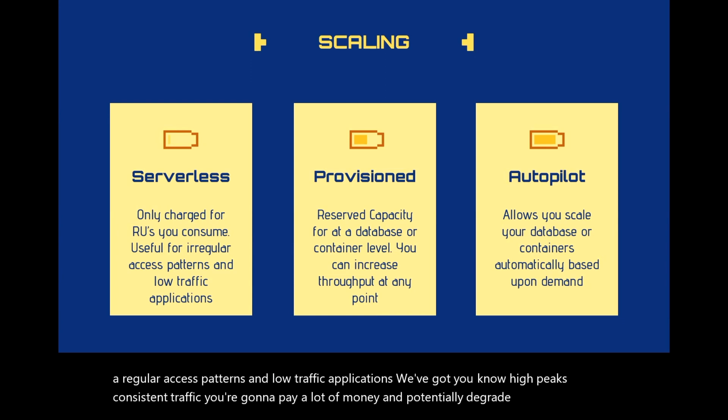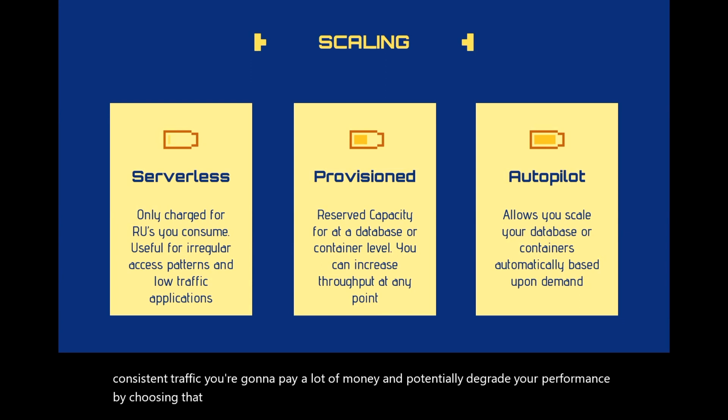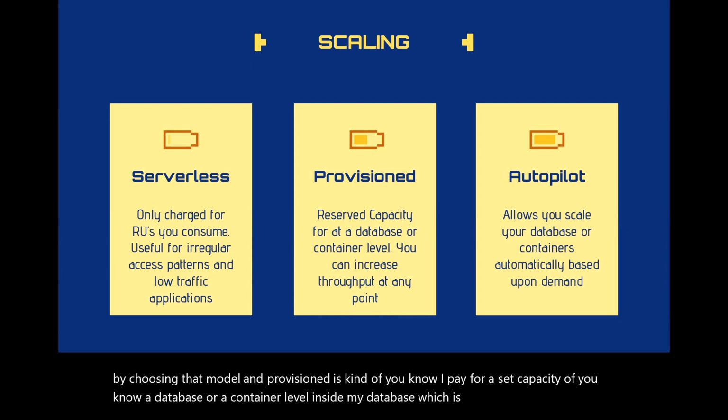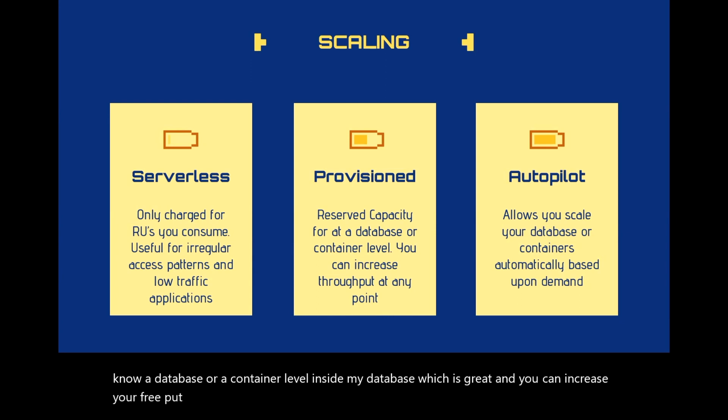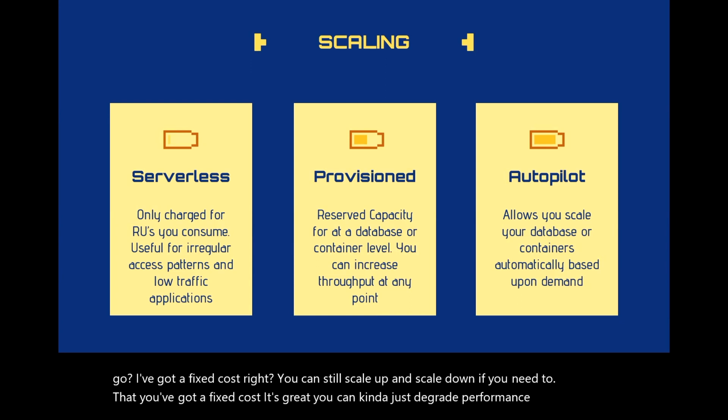by choosing that model. Provisioned is where I pay for a set capacity at a database or a container level inside my database, which is great. You can increase your throughput throughout that. One of the things about that is you've got a fixed cost. You can still scale up and scale down if you need to, but you've got a fixed cost.